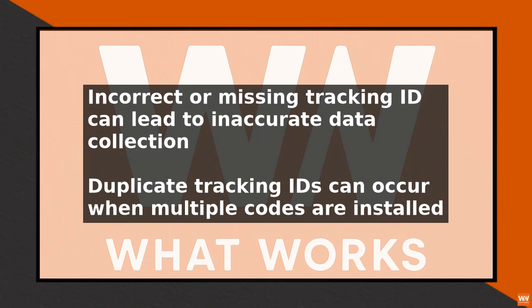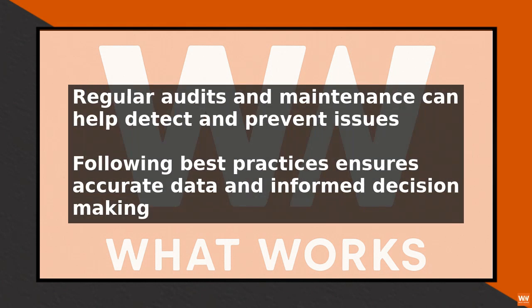Troubleshooting tracking ID issues. To troubleshoot tracking ID issues, start by checking the tracking code installation and verifying the tracking ID. Use the Google Analytics Debugger to identify and fix issues with the tracking code. Check for duplicate tracking codes and remove any unnecessary codes. If issues persist, contact Google Analytics support for further assistance.